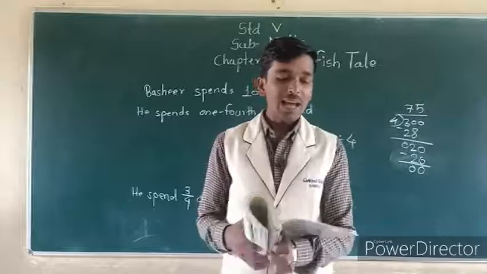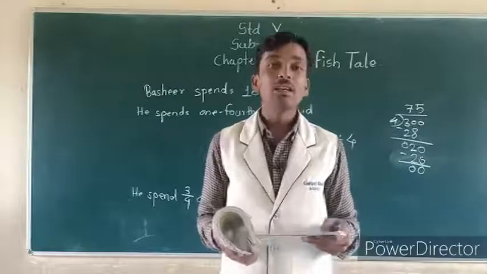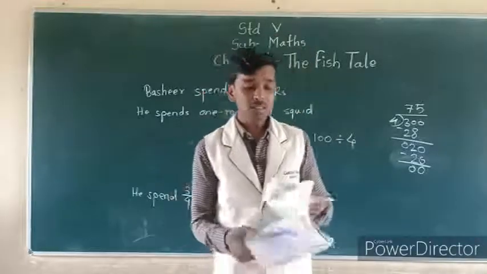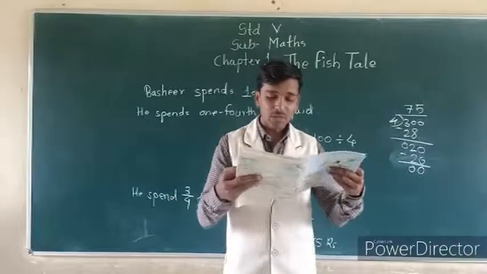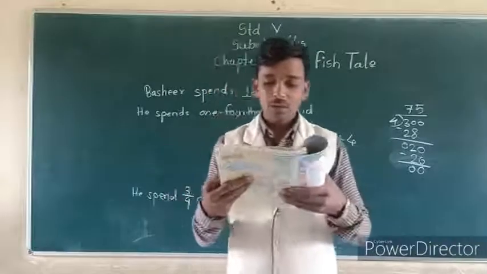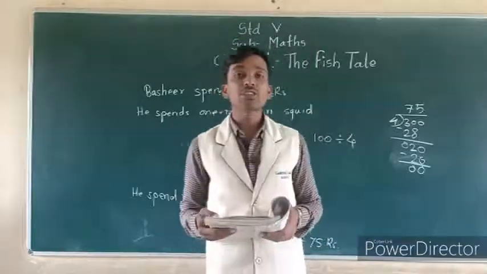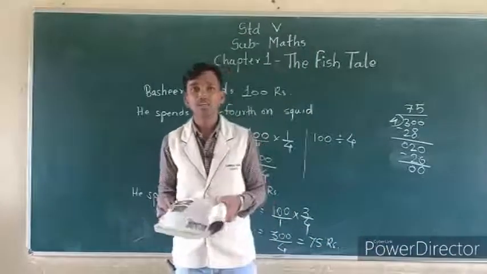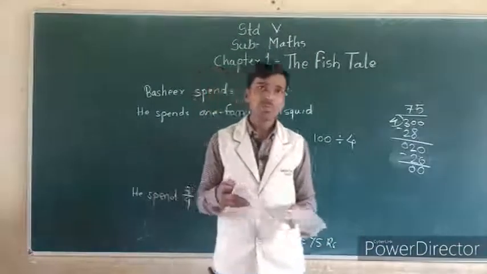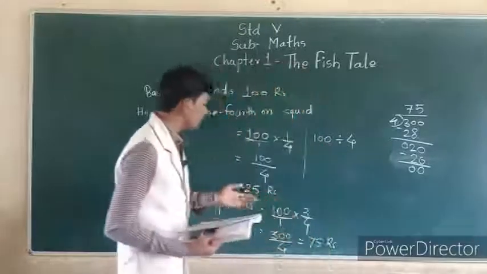How many kilograms of squid did he buy? What is the rate of squid? See on the back page. Okay, what is the rate of squid? 50 rupees a kg. A kg means per kg, means for 1 kg you can pay 50 rupees. Okay, so here you can pay 25.